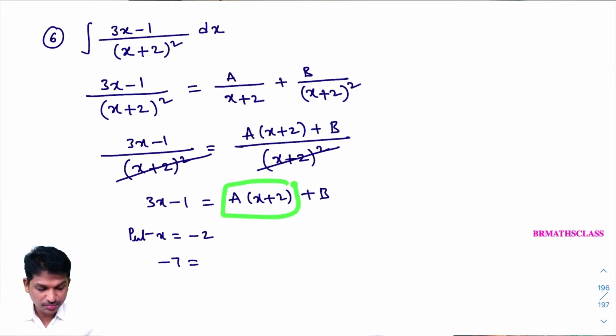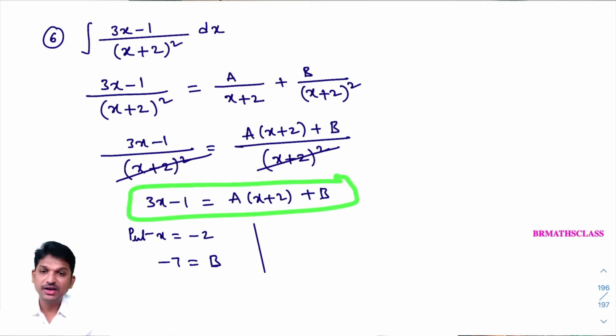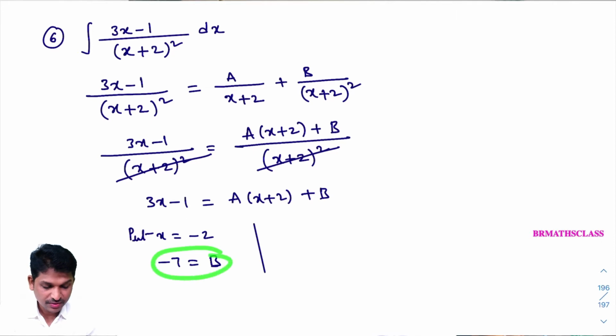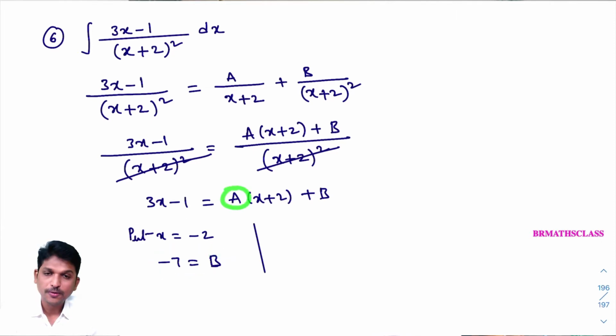When I put x equal to minus 2 in this, a term will become 0. So what you will get directly? Directly you will get b value. What is b value? B value is minus 7. Okay, I got b value. Now what do I need? I need a value. How to get a value? Look here, how to get a value? Yes, any answer? As I already know b value, how to get this a value?